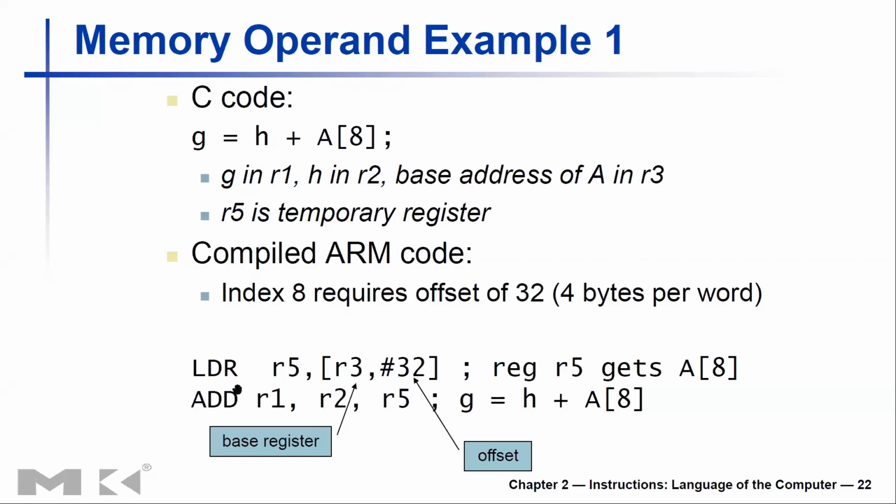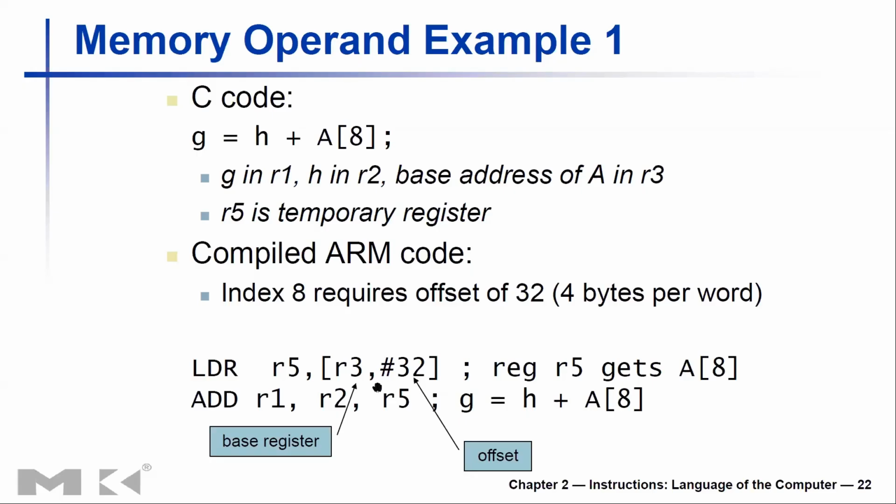So LDR instruction, we are going to use it to load a value from main memory to a register. So that we all know. And the first operand for this LDR instruction, this R5, is the destination register. That is, you are going to read a value from main memory and load it to a register. The register to which the value is loaded is R5 here, and this part, R3 comma hash 32, is the interesting part.